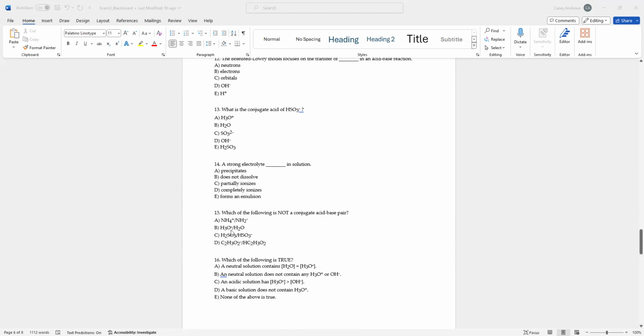Which of the following is not a conjugate acid-base pair? That would be A, I can already tell, because they have more than one hydrogen apart. NH4, NH2, they have to be one hydrogen away.